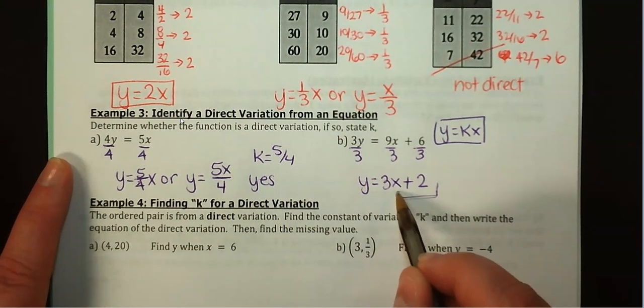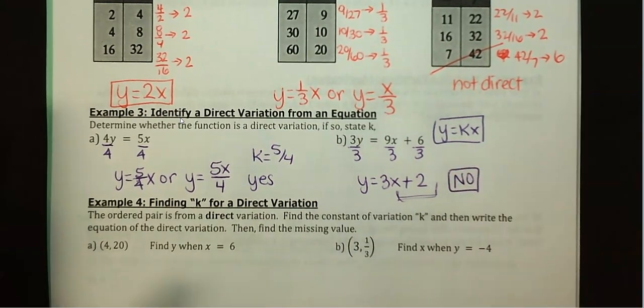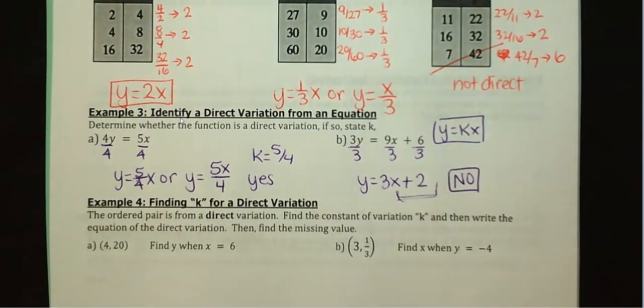If you have something added or subtracted, that's not a direct relationship because you don't have just some number times x. I have some number times x plus something. That's not a direct relationship. It's just y equals some number times x. Otherwise, it's not a direct variation. Does anybody have any questions?